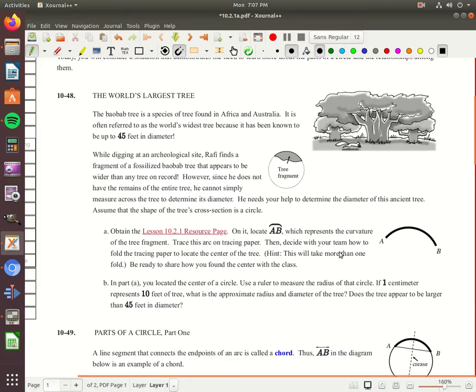Then decide with your team how to fold the tracing paper to locate the center of the tree. Hint, this will take more than one fold. Be ready to share how you found the center with the class.